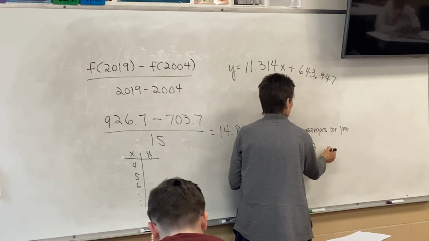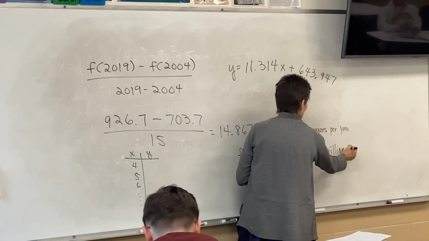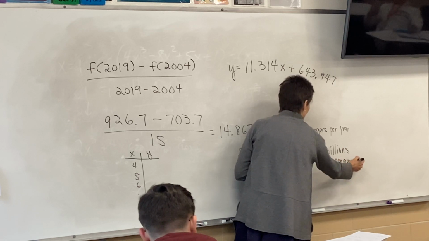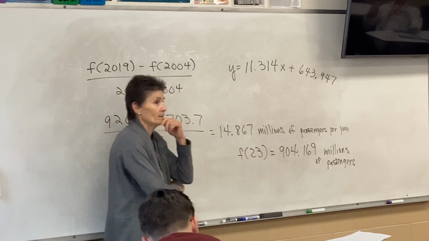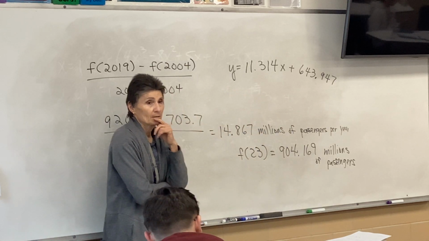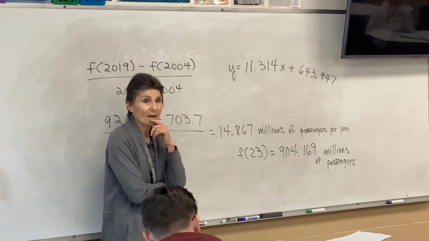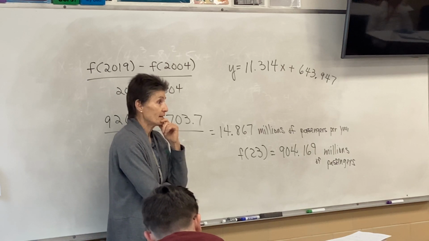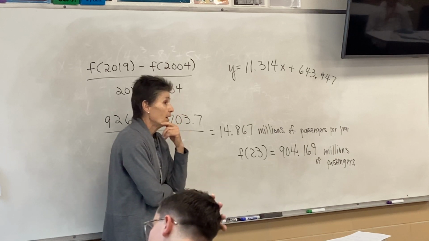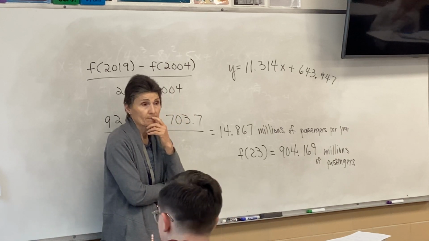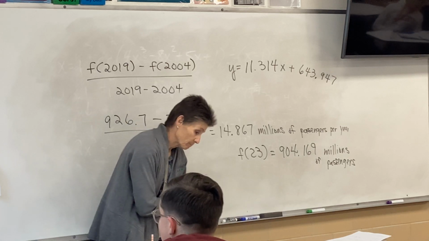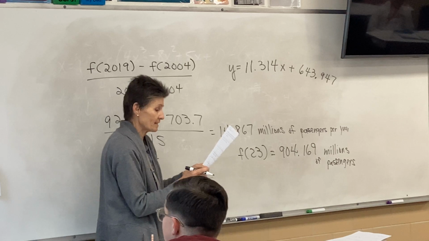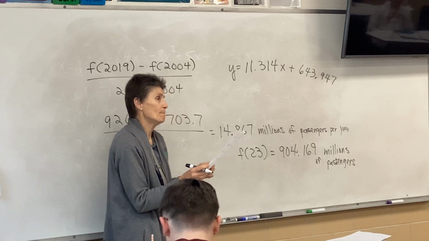904.169. And that would be millions, right, of passengers. What does that mean? What does this number represent? What does the 904 million represent? How many passengers will fly in 2023 according to our model? What is the residual for f of 16 and what does it mean?